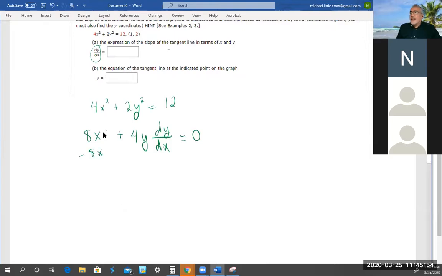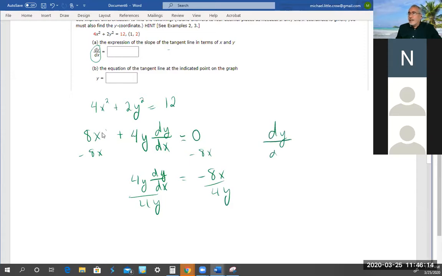Subtract 8x from both sides. So 4y dy dx equals negative 8x. Divide both sides by 4y. And so dy dx, now we can reduce 8 divided by 4, so it's going to be negative 2x over y. Cool. You'll see how it's so much more straightforward without the product rule.